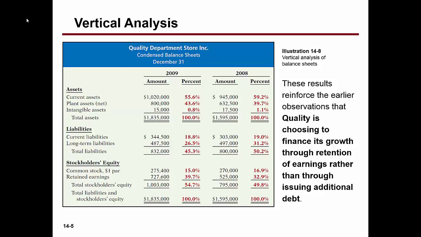Vertical, right? Okay, so what we're going to do is typically pick a base and then calculate how these line items make up this particular base. So calculators again, okay, if we're using total assets as our base, there's our current assets again, but instead of a horizontal analysis, we're going to do vertical analysis with it. We take 1,020,000, which is the current assets, and divide that by the total assets of 1,835,000. Do you get 55.6? Yep. Right?